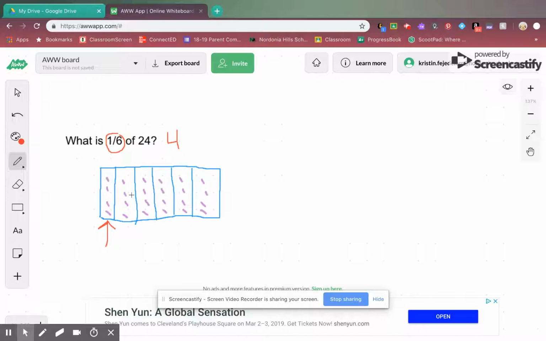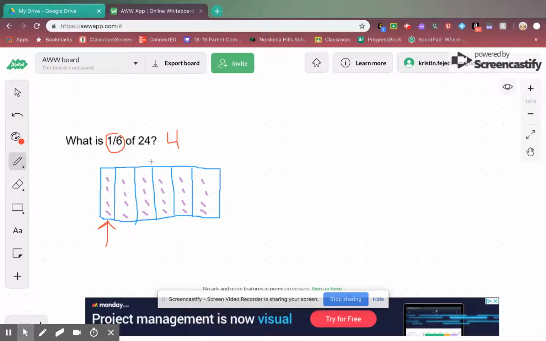So you might notice a pattern as we go through more fraction of the whole problems today in the lesson.